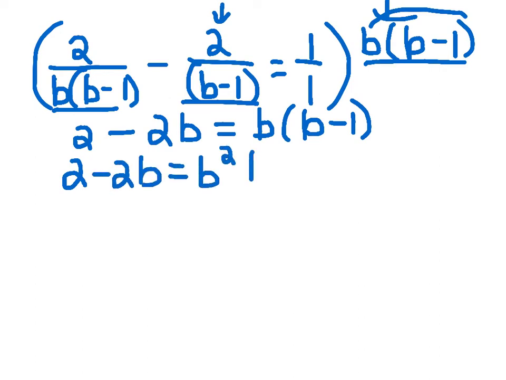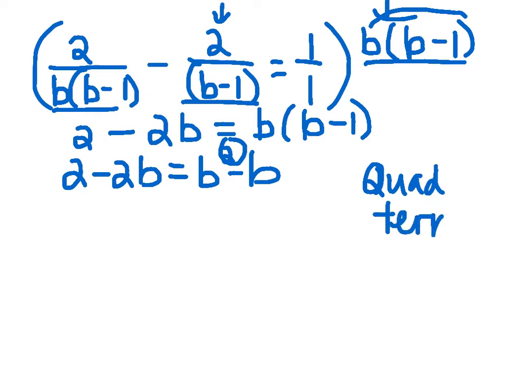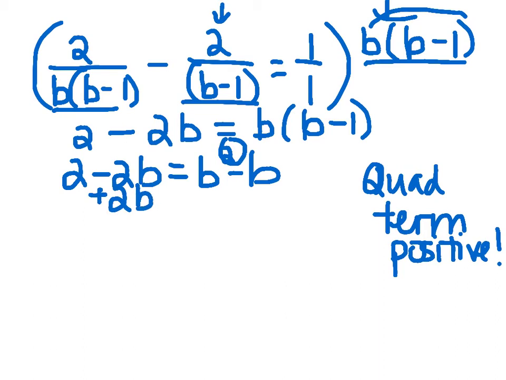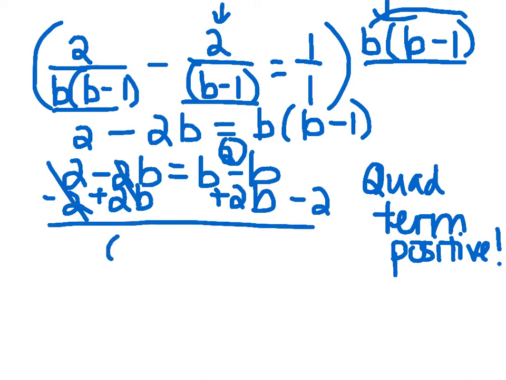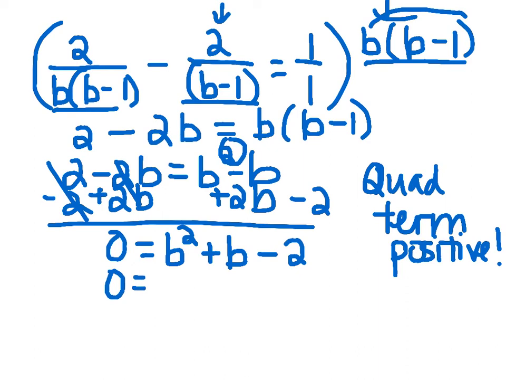And hopefully you all remember that when I have an exponent, that means it's a quadratic equation, and I have to throw everything out the window and get one side equal to 0, factor, and solve. I also want the quadratic term to be positive. So I'm going to bring everything from the left side of the equation to the right. I will add 2b here, and I will subtract 2 here, and that leaves 0 equal to b squared minus b plus b minus 2.